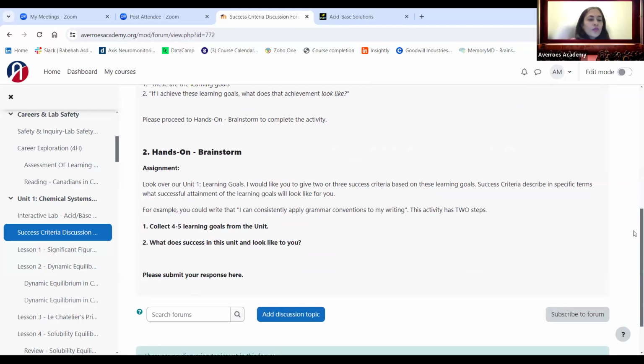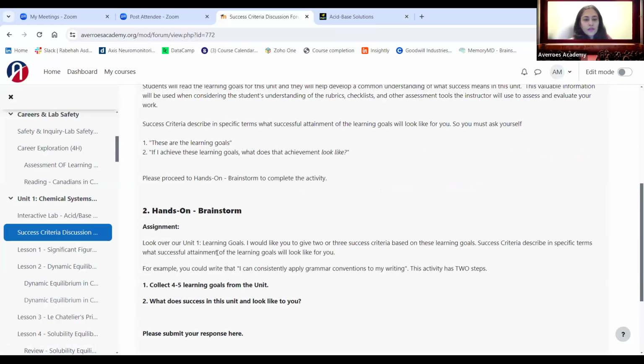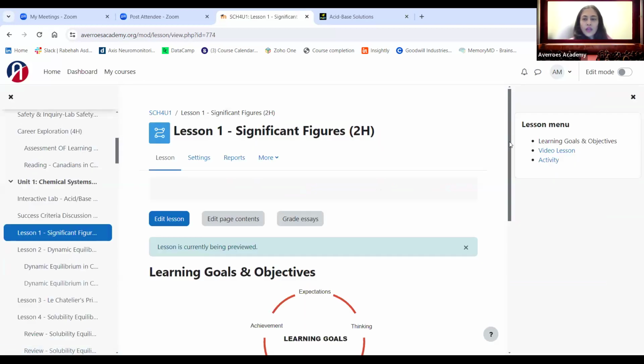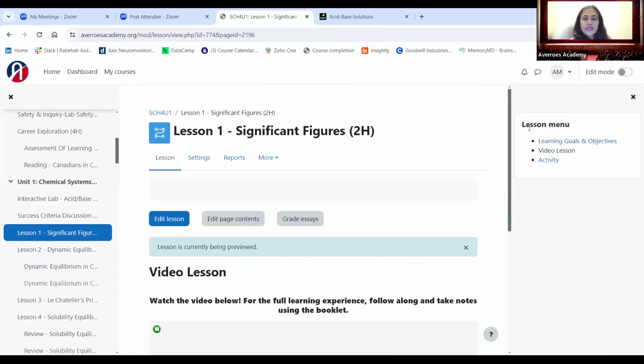So collect 4 to 5 learning goals from the unit. For example, you could write, I can consistently apply grammar conventions to my writing. And then collect 4 or 5 learning goals from the unit and decide what success in this unit looks like to you. So you can basically figure that out. And then we have the video lesson for significant figures.